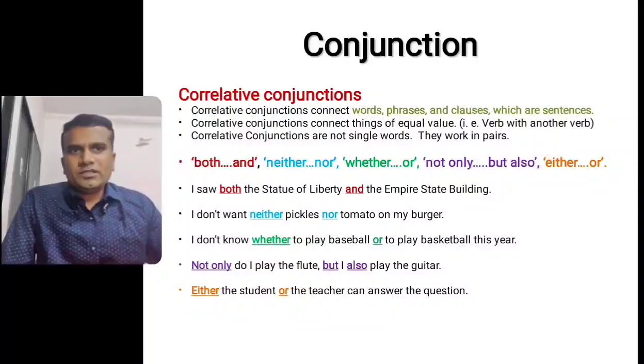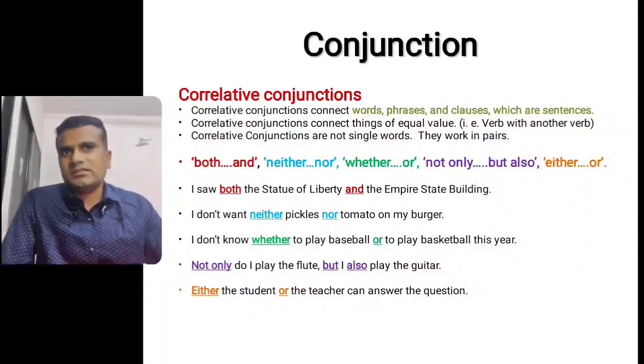I don't know whether to play baseball or to play basketball this year. This is how correlative conjunctions are used in this sentence. Not only do I play the flute, but I also play the guitar. This is how the correlative conjunction not only...but also is used in a sentence. Either the student or the teacher. Here, the student and the teacher. To connect the student and the teacher, the correlative conjunction either...or is used. Either the student or the teacher can answer the question.